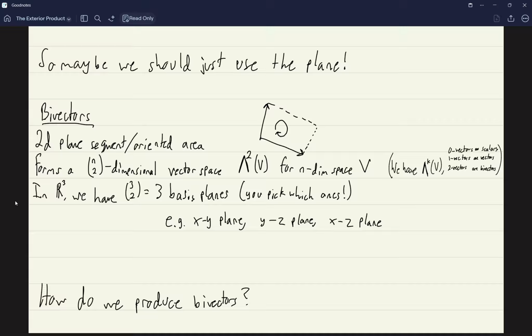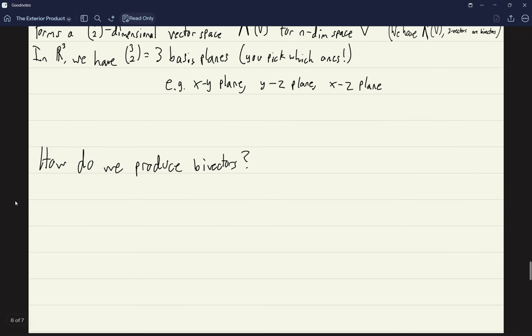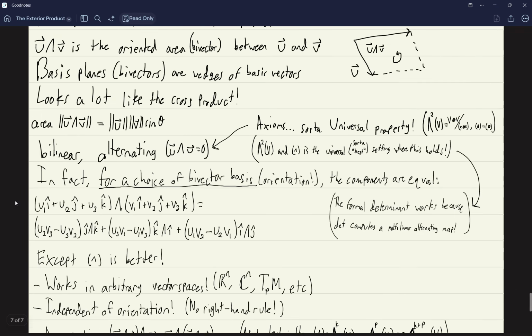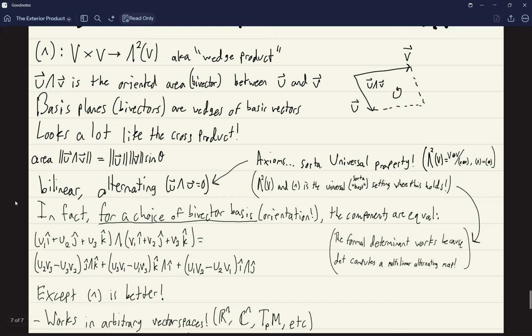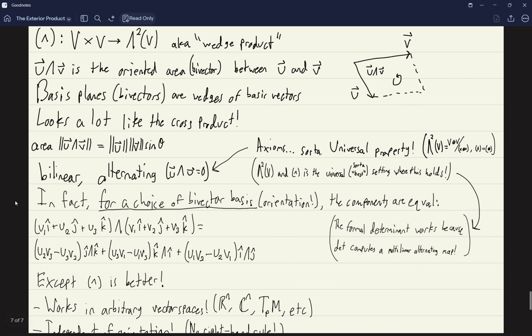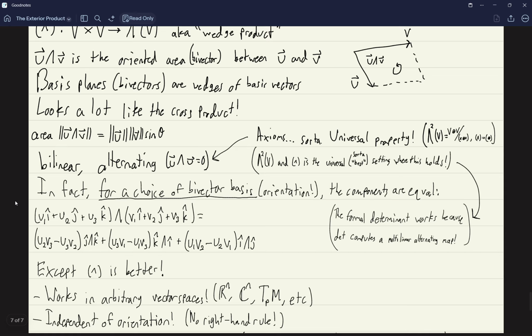So we're able to confuse bivectors and vectors, and treat them all as vectors, just by virtue of the fact that they have the same dimensions. This lets us forget the distinction between them. But the wedge product works in arbitrary vector spaces, Euclidean spaces, whatever, tangent spaces of manifolds, which is important, etc. It's independent of orientation.